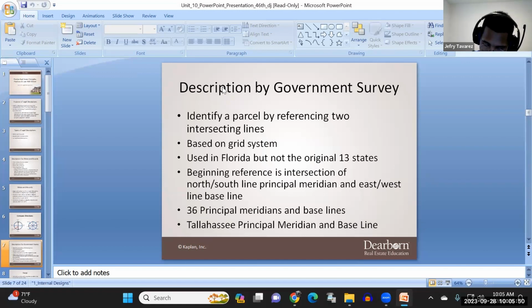Okay, so the way this description is explained, it begins with reference to the intersection of north-south lines, called the principal meridian, and the east-west line called the baseline. The principal meridian goes north and south, and the baseline goes east and west. There are 36 principal meridians and baselines. So there's 36 lines that go across, and then 36 lines that go across. Tallahassee is the principal meridian and baseline.